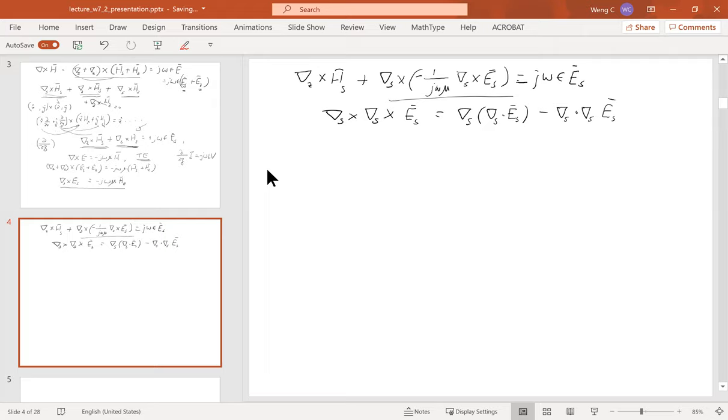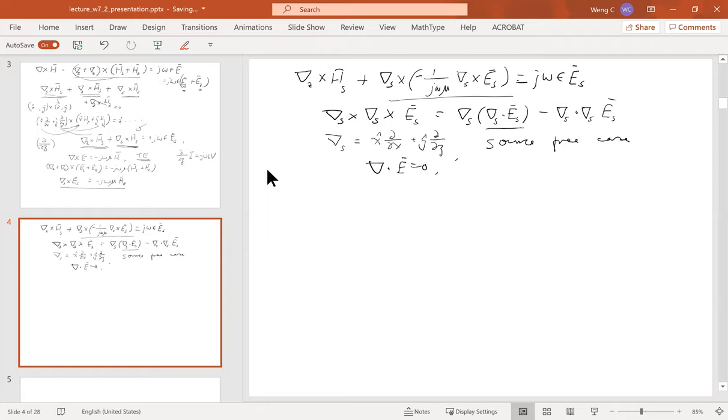The only difference here is that this del S is not the full del. Del S is only the partial del, the transverse del. Nevertheless, you can still apply the BAC-CAB formula and arrive at something that looks like this. But there is something here that I'd like to say, which is that this term equals zero. We are dealing with a source-free case, and if the waveguide is source-free, we know that this is true.